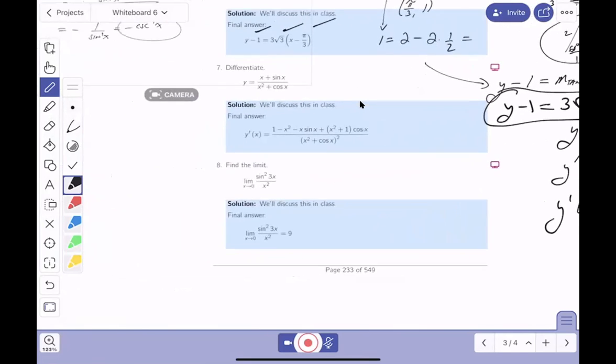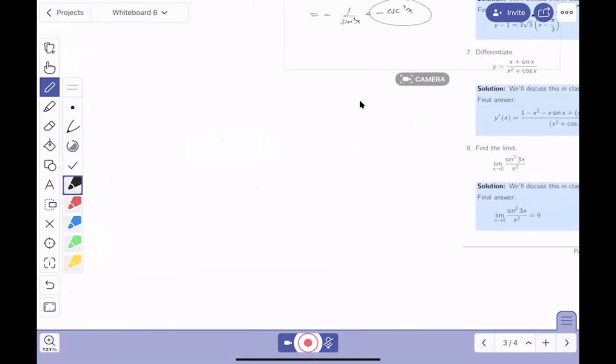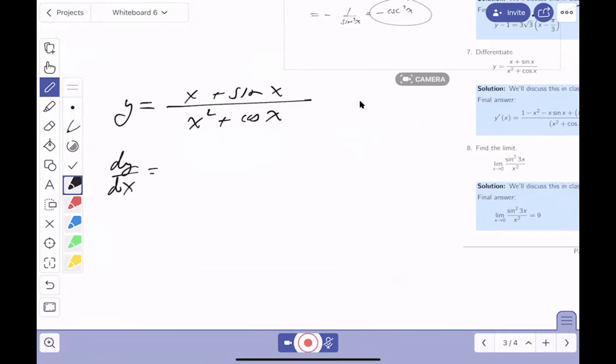Let's do number 7. Number 7 is a little more difficult because a lot of things are going on. I'll write it down for you. What's y? y is x plus sine x over x squared plus cosine x. dy/dx, you could also write down y prime if you want. I'm going to square the bottom, x squared plus cosine x, squared. Bring the bottom to the top.